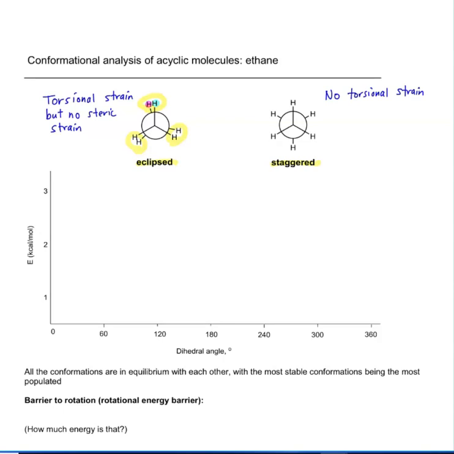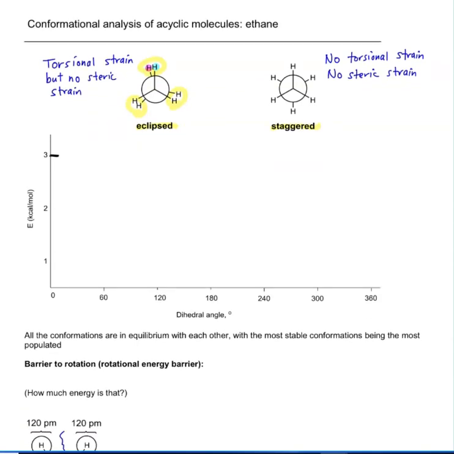In the staggered conformation, by contrast, those hydrogens are even farther apart from one another, so there's not torsional strain, nor is there steric strain. So the staggered conformation has zero strain energy. What we've decided is that because the eclipsed conformation has strain that the staggered conformation does not have, it's going to be higher in energy. So we're going to start by plotting an eclipsed conformation right here. The energy of that is 3 kilocalories per mole, and we'll talk about that in just a few minutes.